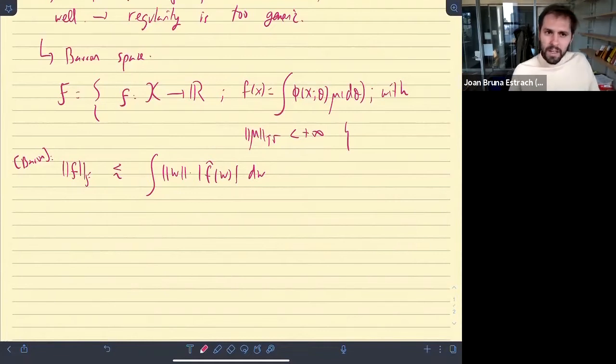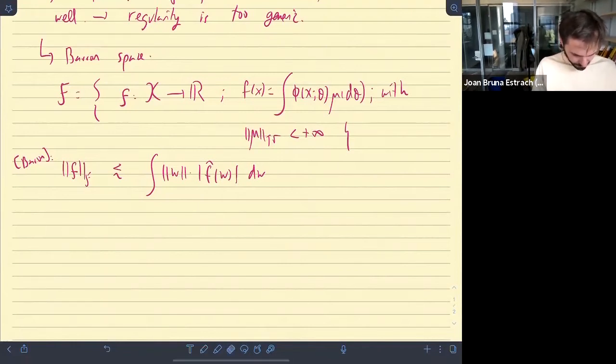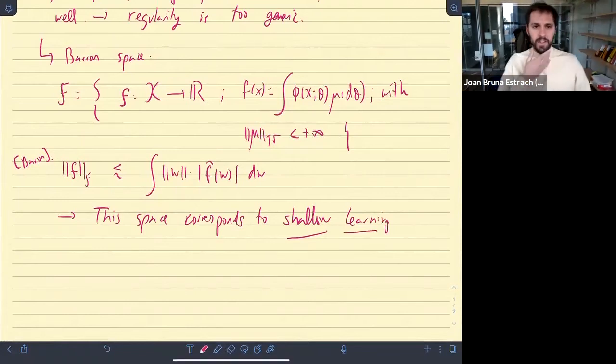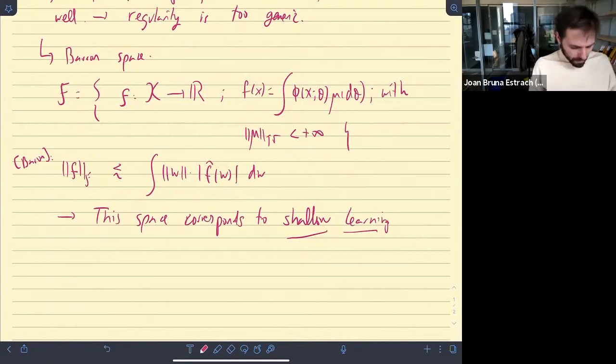So this space corresponds to shallow learning. What I mean by that is that this space of functions is the one underpinning everything that we can learn with shallow neural networks. So the question is really whether this space of functions is adapted to explain and approximate well the functions that we care about in the real world.